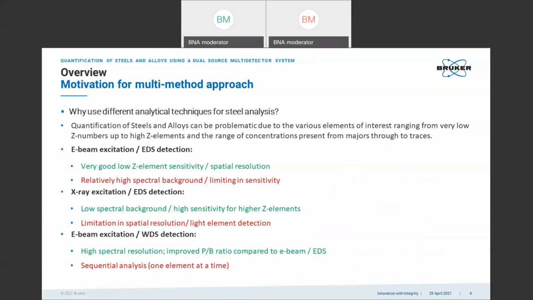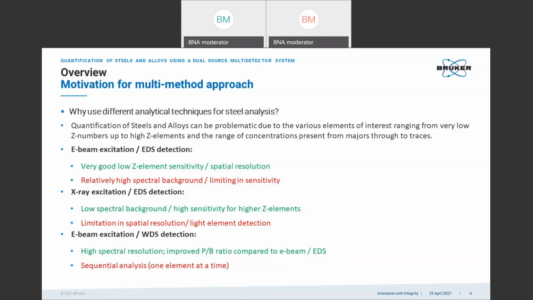So what is the motivation for a multi-method approach? Well, here we can see that there are benefits to each of the different types of methods of analysis. And we've applied this to the quantification of steels and alloys because they can be problematic due to the various elements of interest, ranging from very low Z numbers up to high Z elements, and with concentrations from majors, minors, and traces. So E-beam excitation with EDS has very good low Z element sensitivity and spatial resolution, but it has a relatively high spectral background and limiting sensitivity.